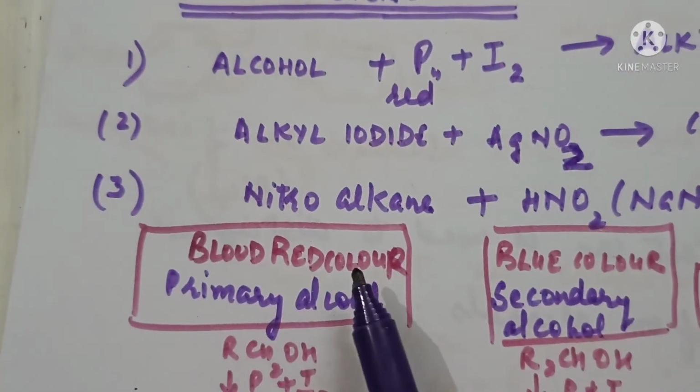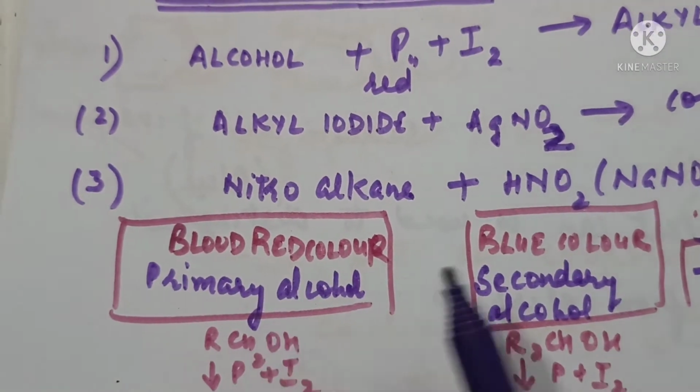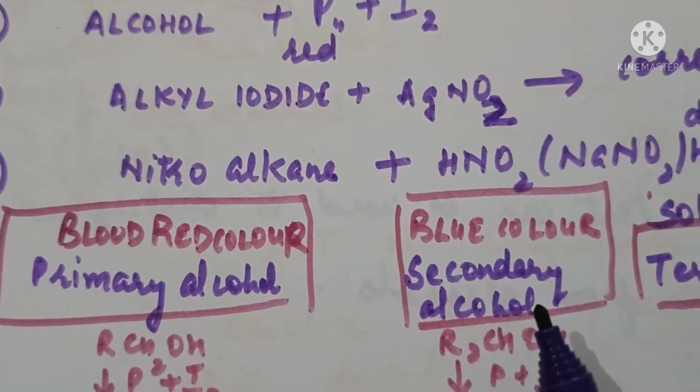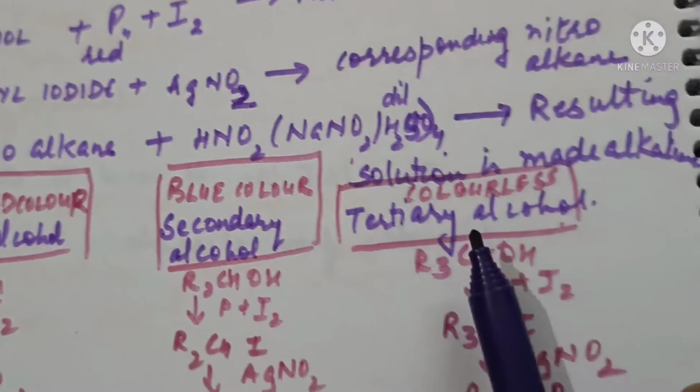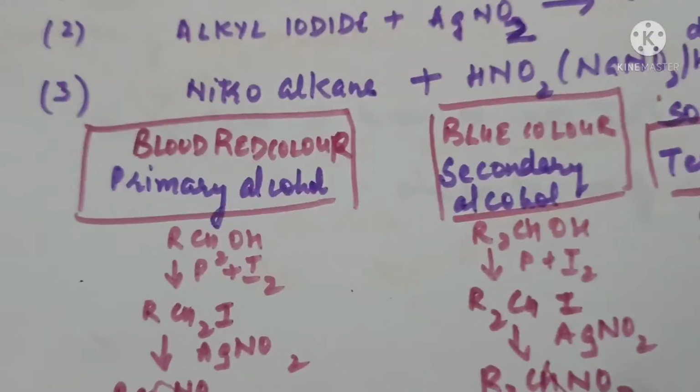If the blood red color appears, it's a primary alcohol. If a blue color appears, it's a secondary alcohol. And if no color appears, then it's a tertiary alcohol.